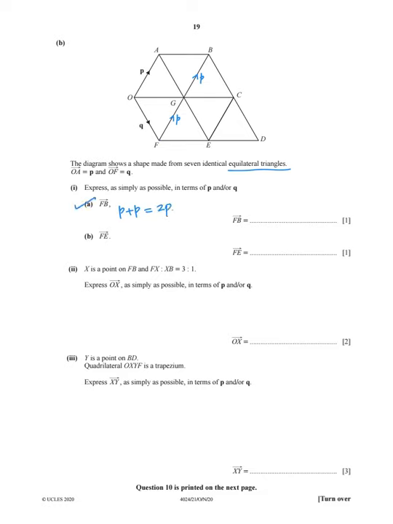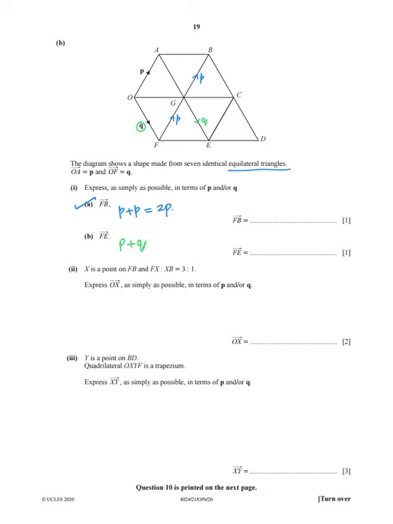After that, it says FE. So if this vector is Q, it's this one, right? That means we have this vector Q as well. So we need to find out FE. So FE will be P plus Q. So FE, it's P plus Q.